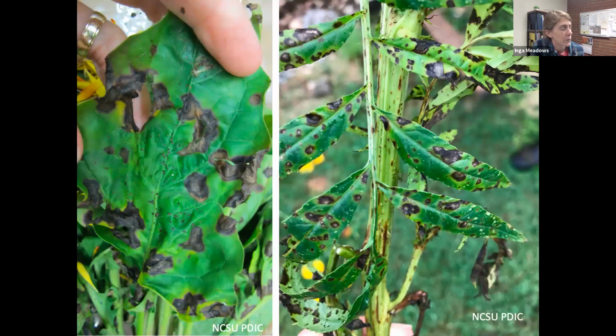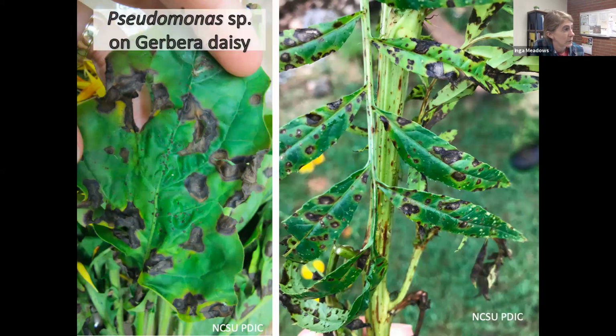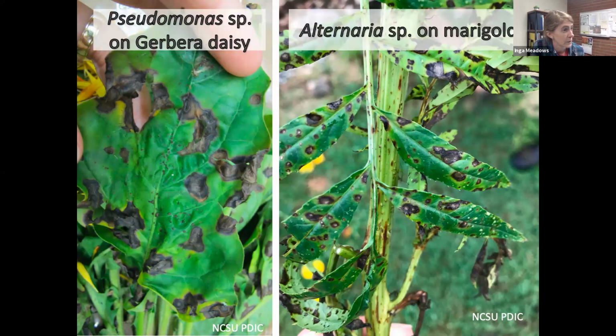This one, if we were in person, I'd ask you to guess which picture was bacterial and which picture was fungal. Since we're not in person, I'll give you a clue. The one on your left is actually Pseudomonas. It's a bacterial disease. And the one on the right is actually a fungal disease. And the problem is they're not always easy to tell apart. And I think these pictures demonstrate that it's not easy to tell.